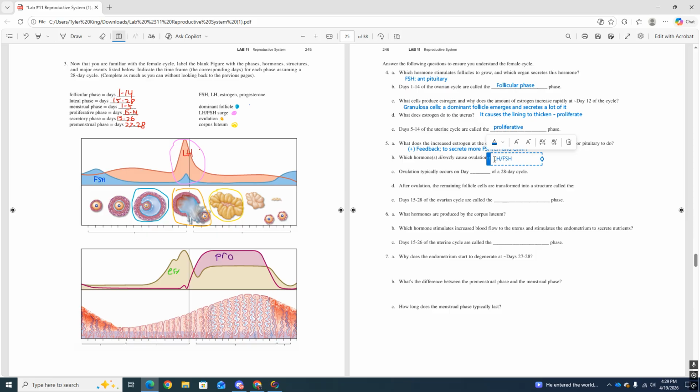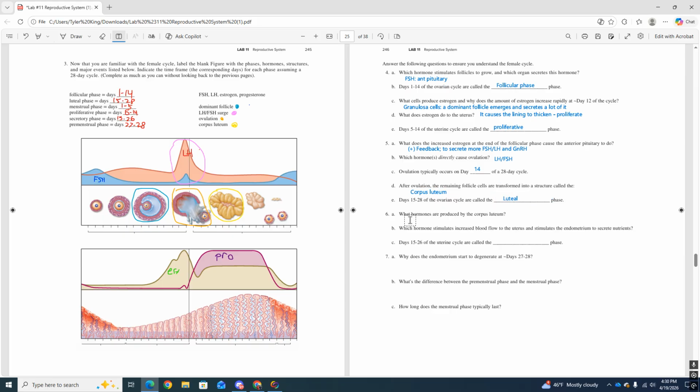All right. Ovulation typically occurs around day 14. After ovulation, the remaining follicle is transformed into a structure called the corpus luteum. And just to try and be fun here, let's see if I can make it yellow. No, I cannot make it yellow. Luteum. Days 15 to 20 of the ovarian cycle are called what, guys? This is called the luteal phase, all right? When the actual corpus luteum exists, okay?